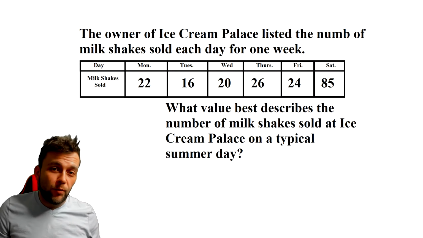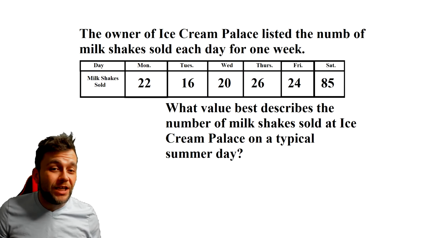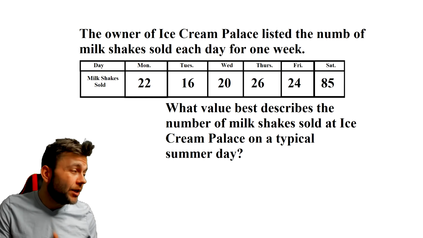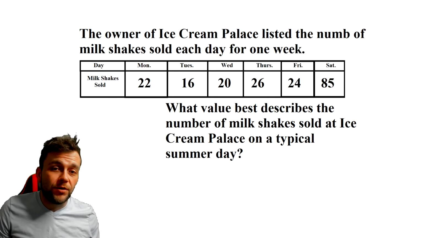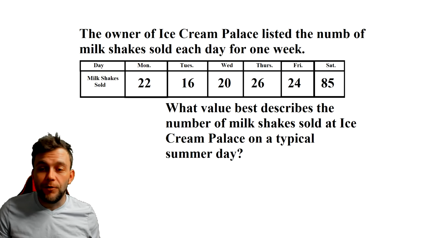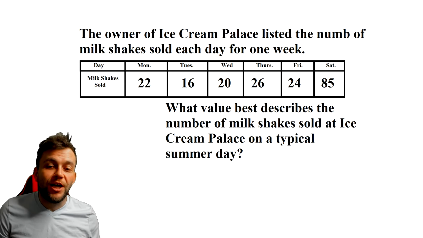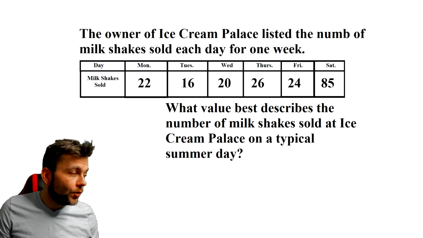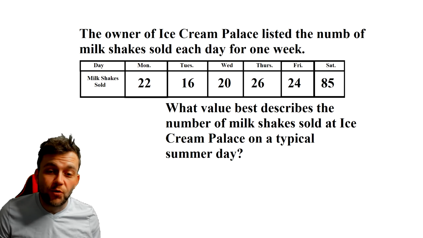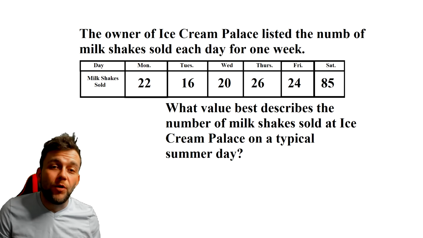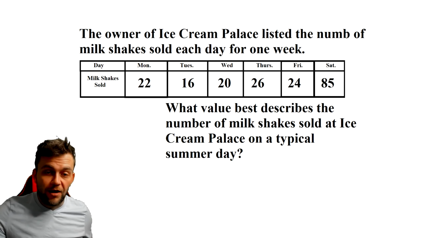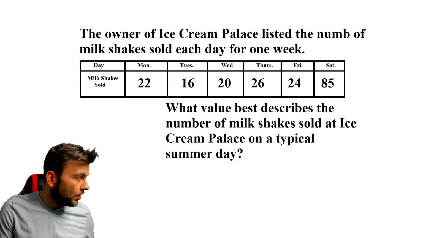Here we have an example problem that's very similar to what you might find on the GED when it comes to finding the mean. They give you this data set, this group of numbers. And it says that the owner of Ice Cream Palace listed the number of milkshakes sold each day for 1 week. And it goes through the days of the week and how many milkshakes were sold at that place. So on Monday, there's 22, 16 on Tuesday, 20 on Wednesday, and so on. It's good to write all of this down. Write just the numbers down. So that's what I'm going to start off by doing.